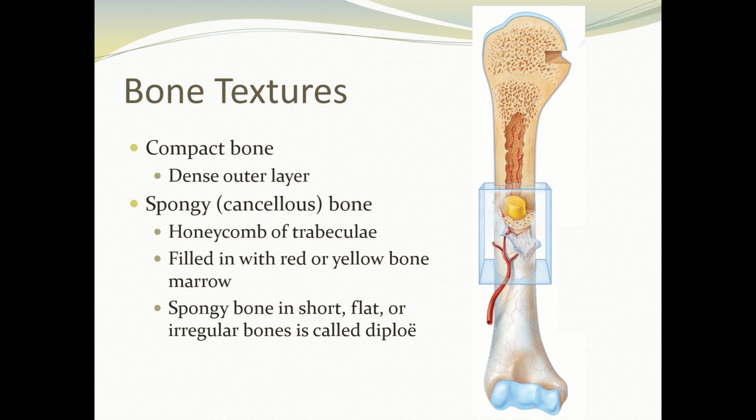All right. So next, bones are classified by their texture. There's compact bone and spongy bone, also known as cancellous bone. Compact bone has a dense outer layer, and spongy bone is a honeycomb of trabecula, usually found deep to compact bone. Spongy bone can be filled in with red or yellow bone marrow, and the spongy bone found in short, flat, or irregular bones is called diploe.